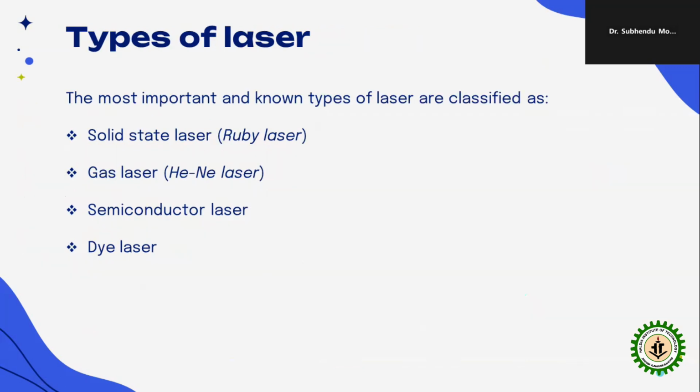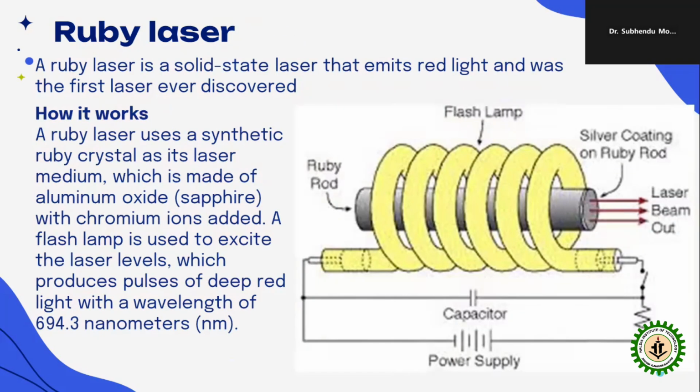Depending on the type of medium, we have various types of laser: solid state laser, gas laser, semiconductor laser, and dye laser. According to the course, we have to concentrate only on the ruby laser, and for the gas laser, the helium neon laser. So first we will describe the solid state laser, that is, the ruby laser.